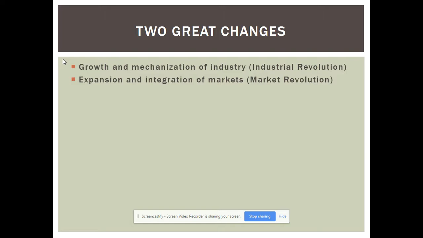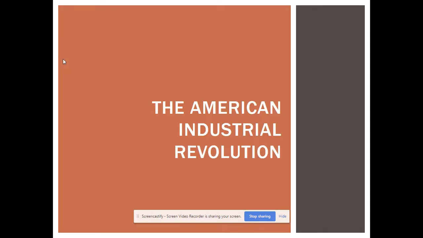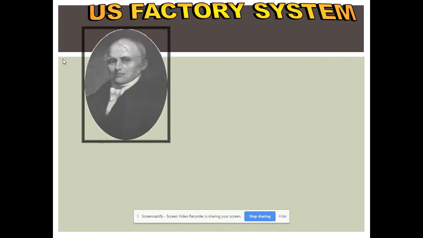Okay. And because the market revolution happened as a result of the Industrial Revolution, it's going to lead to greater demand for products, which thereby increases the Industrial Revolution. So the Industrial Revolution caused the market revolution, but also the market revolution supports the Industrial Revolution growing and continuing. So they work together to have economic growth in American history. It's pretty cool.